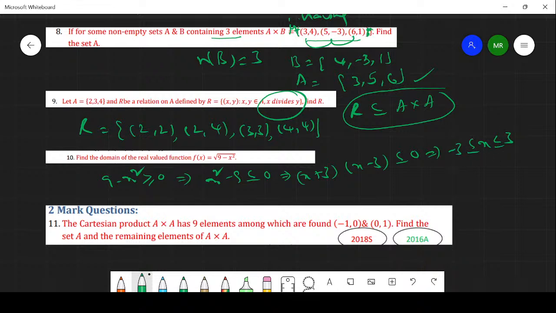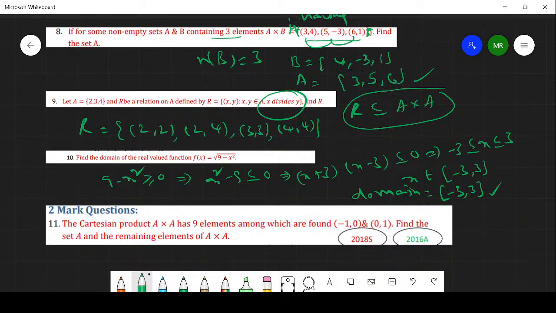Because x lies between minus 3 and 3, that means x belongs to the closed interval minus 3 comma 3. So this is our domain. I can write domain equal to, be careful here, the closed interval minus 3 comma 3. This is the domain. Be careful, you should write closed interval. It's not an open interval.